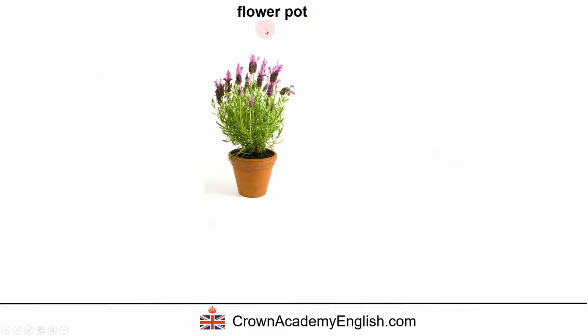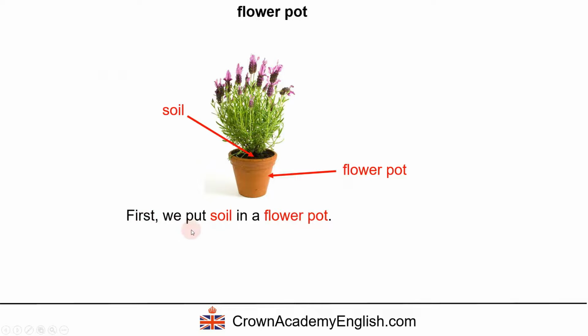Flower pot. So obviously this is the flower, or the flowers, and this is the flower pot. It is a compound noun. There's two parts to the noun. And inside the flower pot, we have soil and a plant or a flower. So first we put soil in a flower pot, and then we put a plant or flower in the soil. So this is the flower pot.